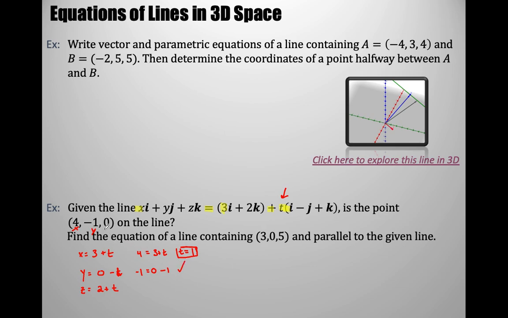Now what am I given here? The z that I'm given. Put that down here. So I'm going to say 0 is equal to 2 plus t, and t is, oh, this is not true. Therefore, is (4, -1, 0) on the line? Nope.